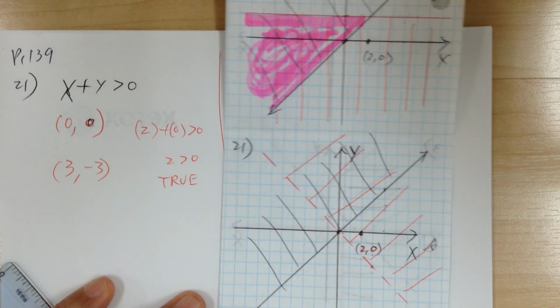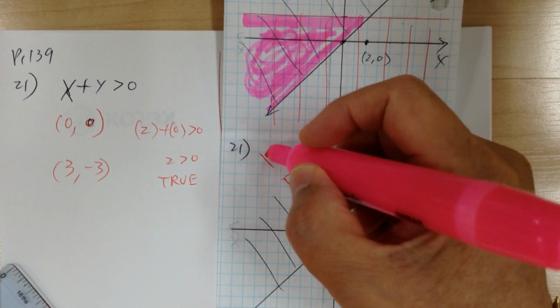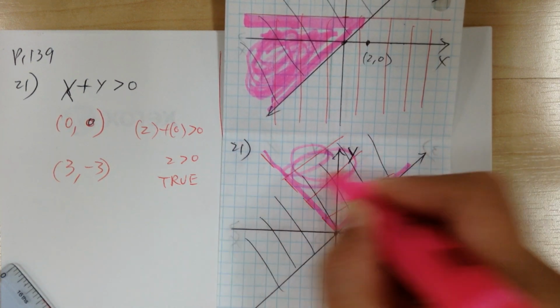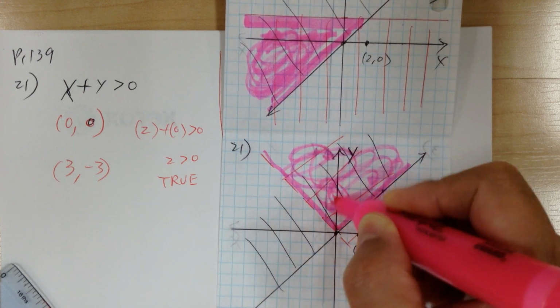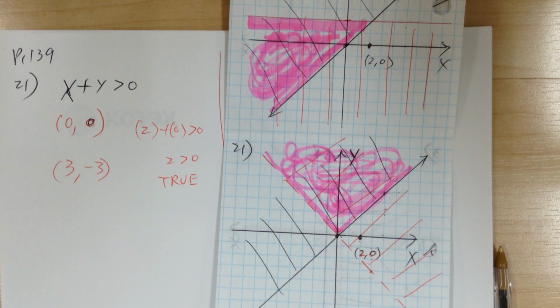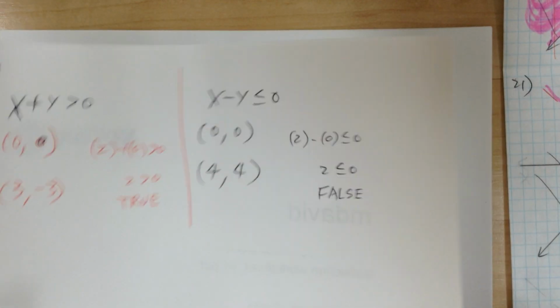Okay? So now your final answer is the part that shaded twice. So it's this area right over here. So that is your final answer right over here. So it's this area right over here. Okay, let's go to the next one.